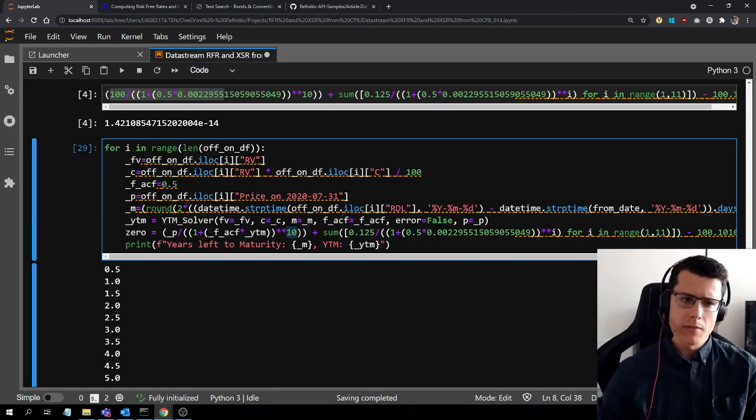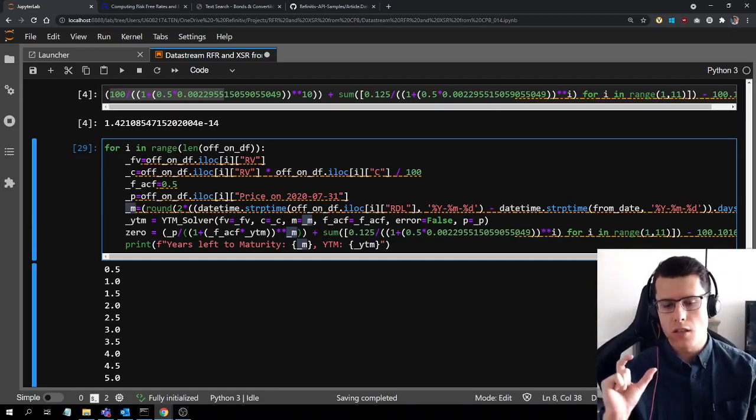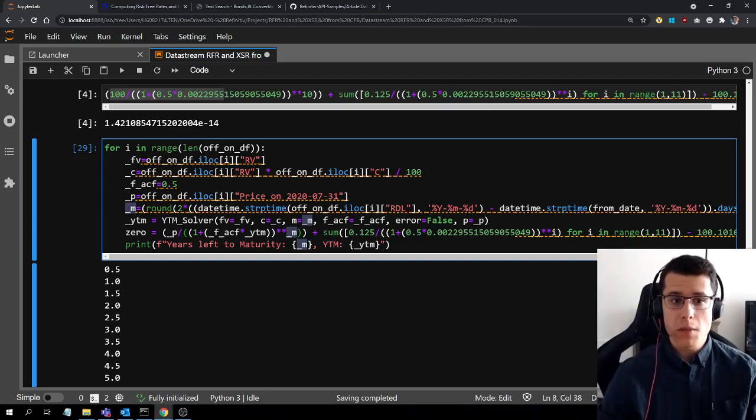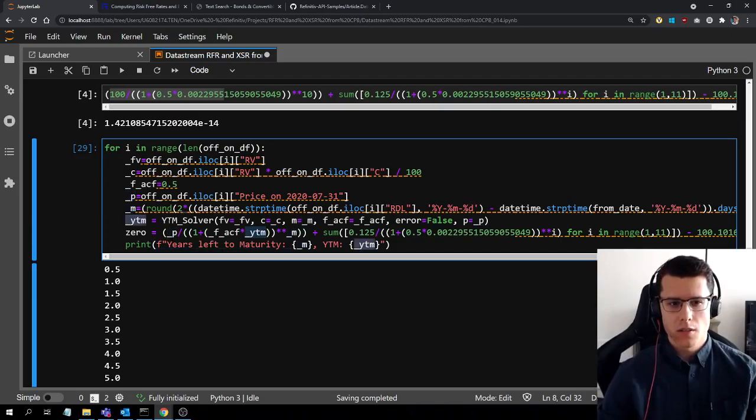What am I looking for here? Underscore M, pretty sure. Yeah, underscore M is going to be the years to maturity at time of purchase. And here I've used underscore P, which is the purchase price. So M and P are comparable. And so is yield to maturity, because yield to maturity uses face value. That's fine. Where's the price? There you go. It uses the purchase price as price, which is good.